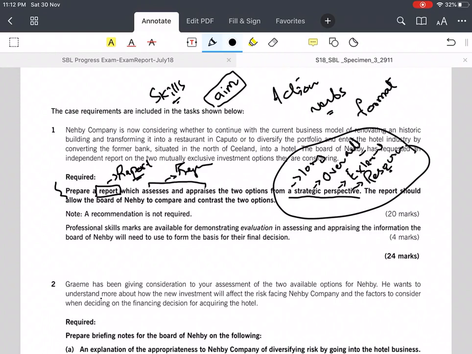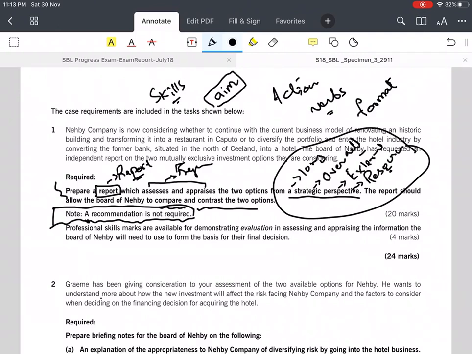The report should allow the board of Nearby company to compare and contrast the 2 options. Basically, the objective of the report is to enable the board to take the best decision. A recommendation is not required, so we should have a concluding paragraph, but it may skip the recommendation. It's not required.